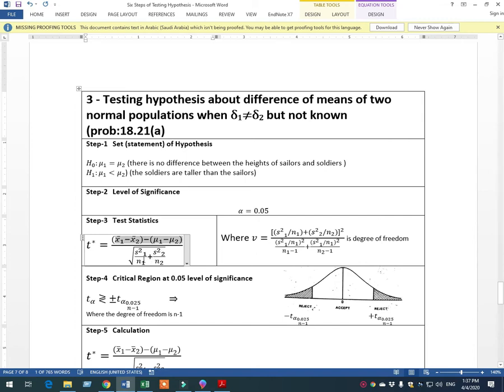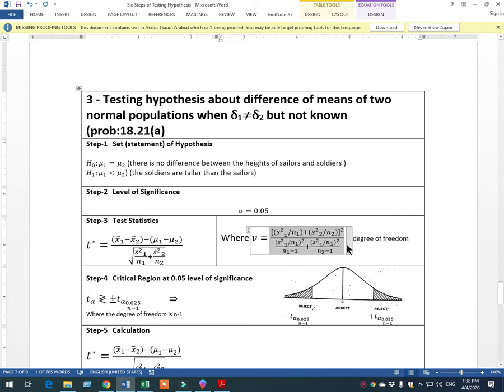And in the denominator we have S1 square, the sample variance for the first sample, divided by N1, and S2 square, the second sample variance, divided by N2. But here the critical thing is that we have to calculate the degrees of freedom. That is a little bit tricky and difficult to remember, but you have to remember this formula. This formula will give us the degrees of freedom, on the basis of which we will look up the value from the T table.